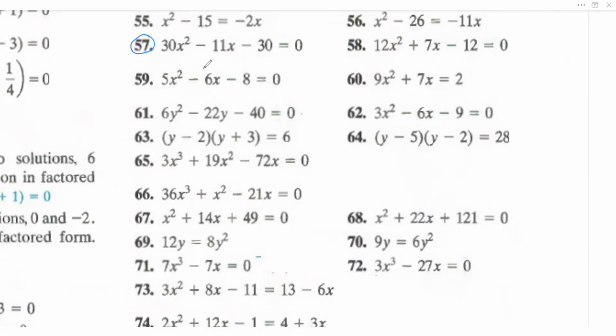57. So how do you do this one? We factor. Sometimes factoring is a little bit challenging and takes a little longer. Like this one, say 30, negative 30, and you need a negative 11. How do you find out? How do you figure it out?